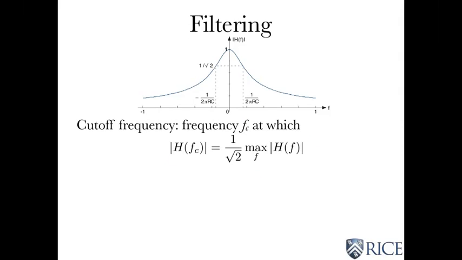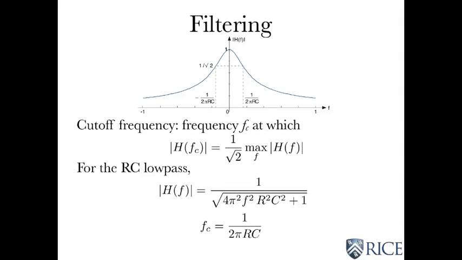So for our RC low pass, we need to look at the formula to figure out where the cutoff frequency is. And it's pretty easy in this case, because we know at f equals 0, the value is 1, and the frequency at which this square root is going to be 2 is when this term equals 1. And so solving for that, we get that the cutoff frequency is equal to 1 over 2 pi times R times C.